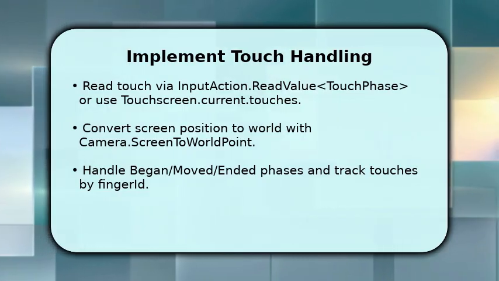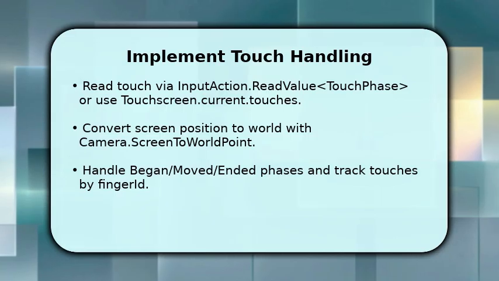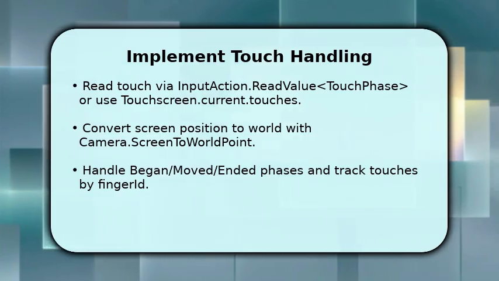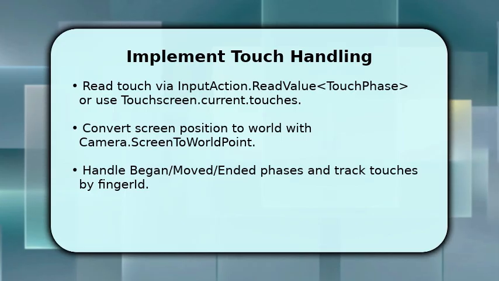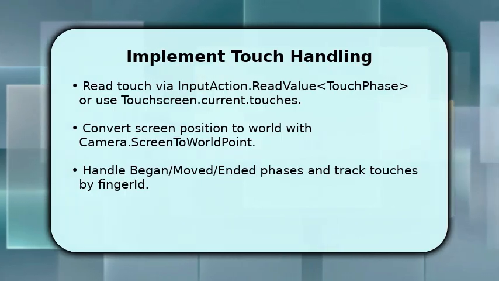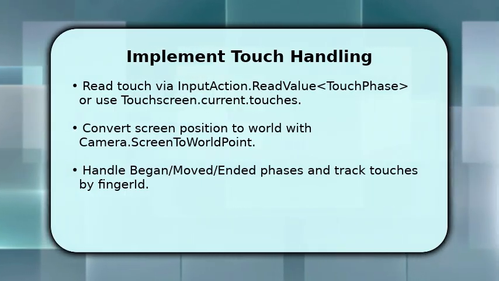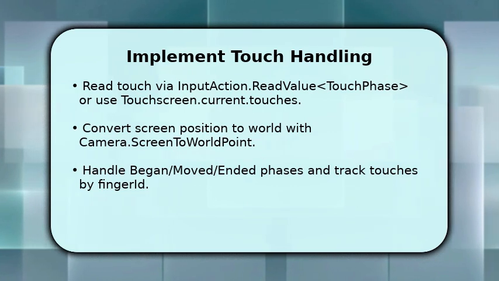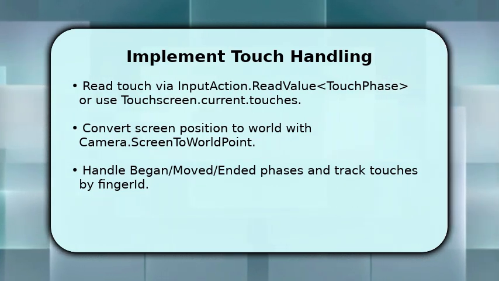In your handlers, branch on touch phase: Began, Moved, and Ended. Begin drag on Began, update object position on Moved using interpolation for smoothness, and release or trigger actions on Ended. Make sure to unsubscribe on disable.